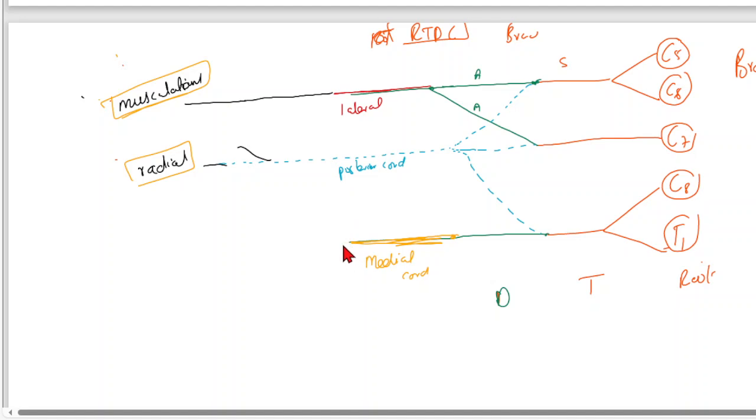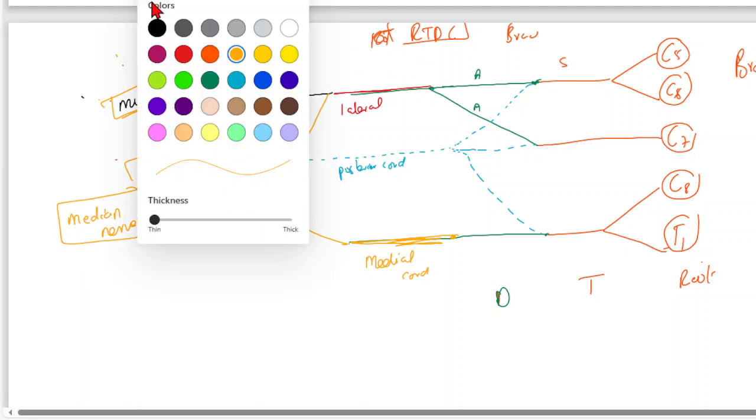Now from the medial cord there is one medial branch, and one branch from the lateral cord. They move here and combine and form a nerve that is called the median nerve, okay. They both combine and form the median nerve.